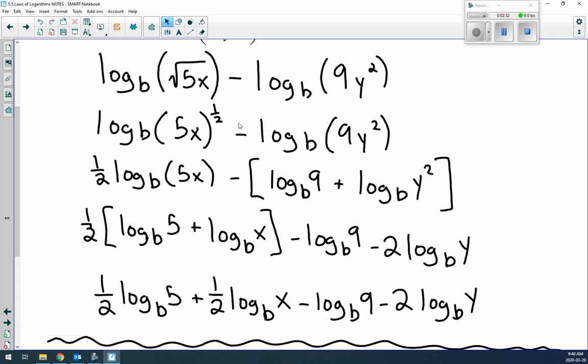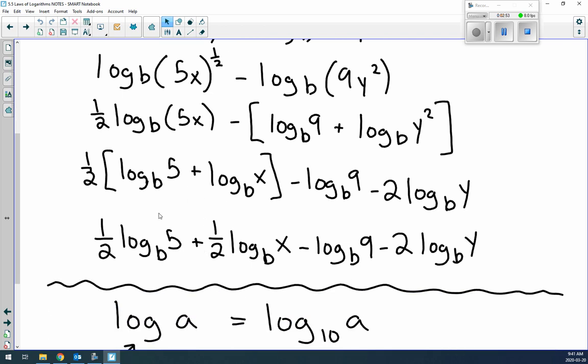Now, because we have an exponent up here, you can bring that to the front. So if we bring that to the front, then it's 1/2 log b 5x. Then we're subtracting here, and we're doing multiplication. Because we have multiplication, we can do addition. So that's log b 9 plus log b y squared. As you can see, we're just expanding this further and further. Now, when you have 5x in here, it means 5 times x. So you can break that down one more time. But you've got to remember that half goes with everything, so you're going to have to eventually distribute that half to everything.